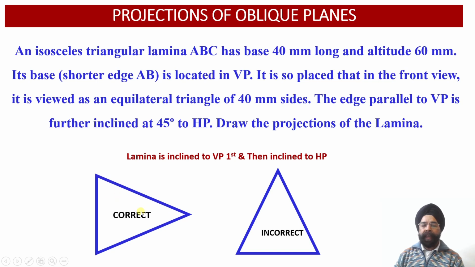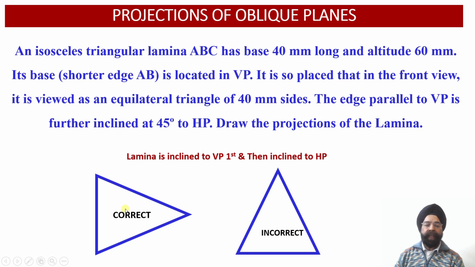So once we obtain these two edges reduced to 40 millimeter projected onto the front view, based upon this orientation we will be able to obtain the angle of inclination of this triangular lamina with respect to the vertical plane. So this is the orientation which will be appropriate to evaluate the projections of this isosceles triangular lamina ABC, which is inclined with respect to VP and then with respect to HP.